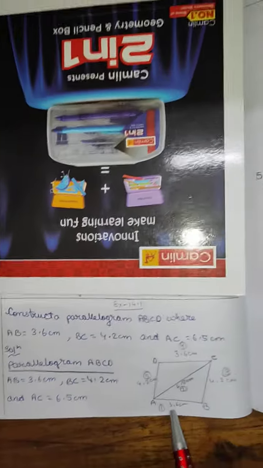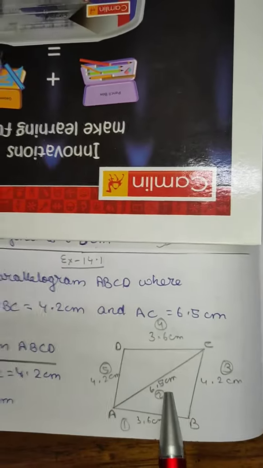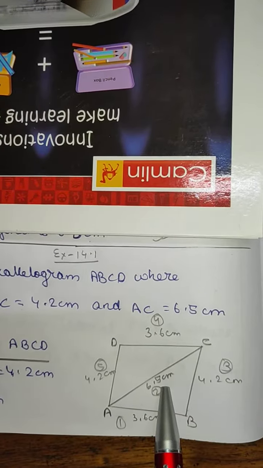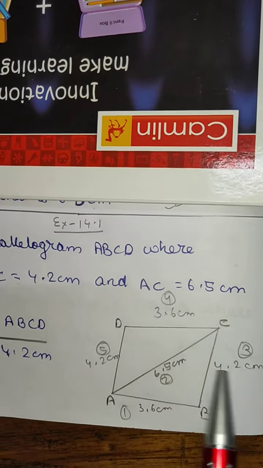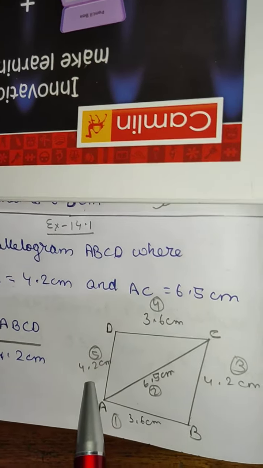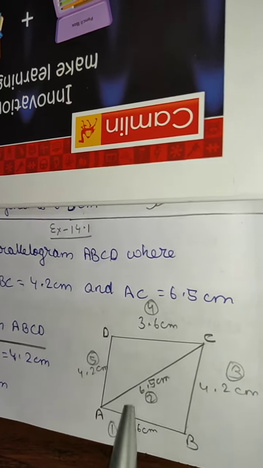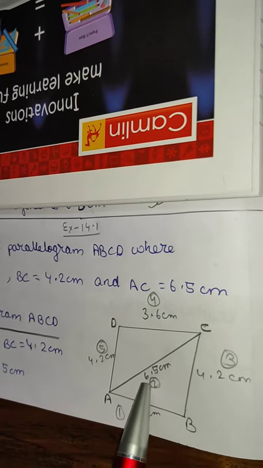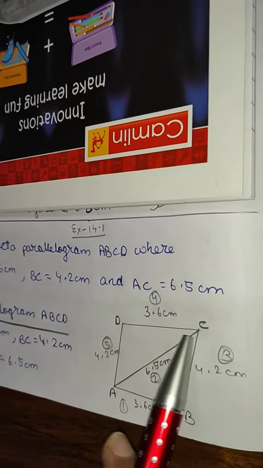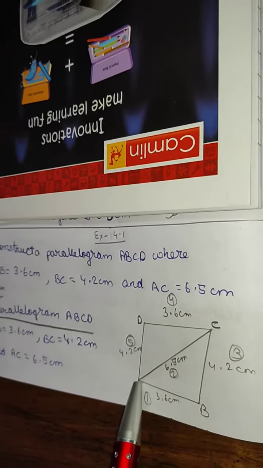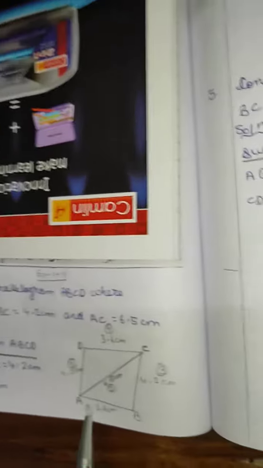AB is given 3.6, BC is given 4.2 and AC is given 6.5. Since in a parallelogram opposite sides are equal, this also 3.6, this is 4.2, this also 4.2. Then this we will draw at first, that is first step, 3.6 cm. Then 6.5, this will be our second step, this will be our third step, so this triangle we will get. Then fourth step and fifth step we will complete the parallelogram. So first you draw one straight line, measurement 3.6 cm.